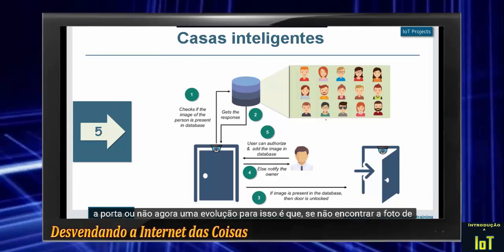Now an evolution to this is that if it does not find the photo of that person, it can notify the concerned person that so and so person is trying to access this door.